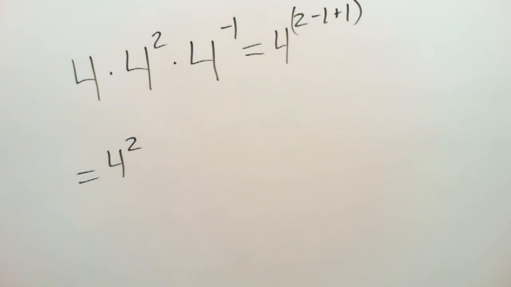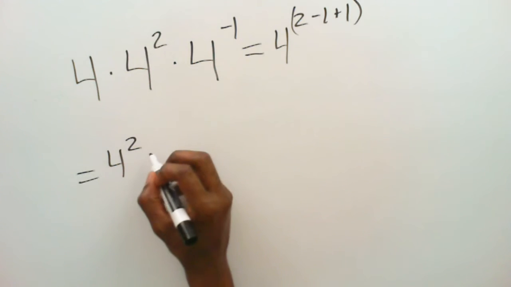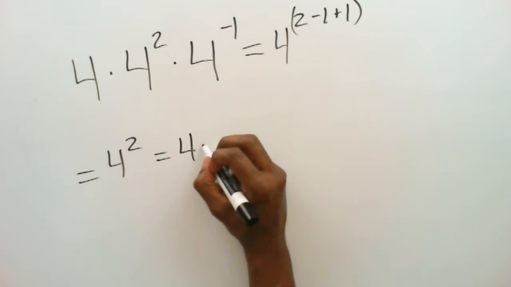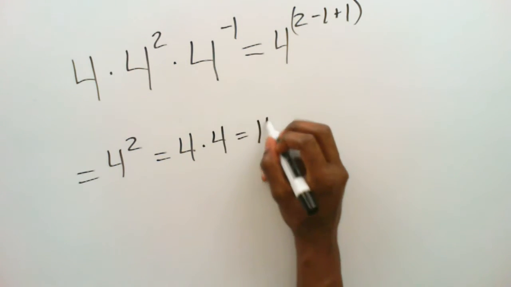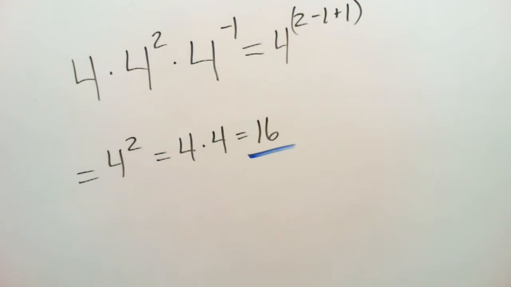After applying the product rule, we are left with 4 to the second power. At this point, we need to raise the base 4 to the second power. Doing so, we get 16 as the answer.